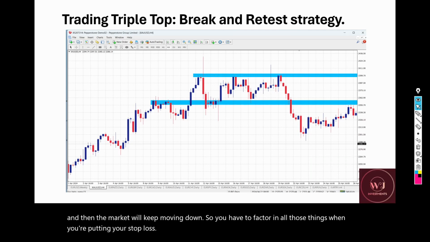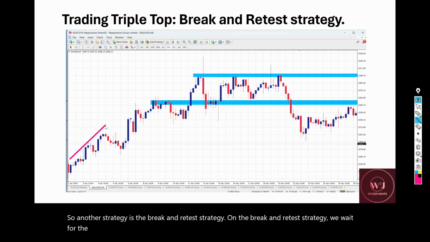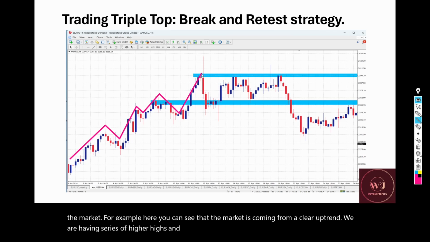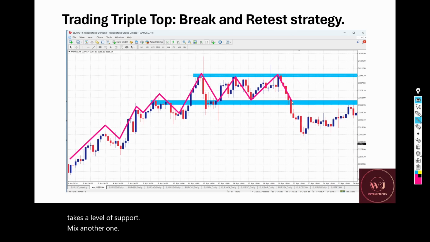So another strategy is the break and retest strategy. In the break and retest strategy, we wait for the market. For example, here you can see that the market is coming from a clear uptrend. We are having a series of higher highs and then higher lows. So here the market forms its first top. It tests a level of support, makes another one. So you can see that we have three tops. Right here we have one, we have two, and then three.